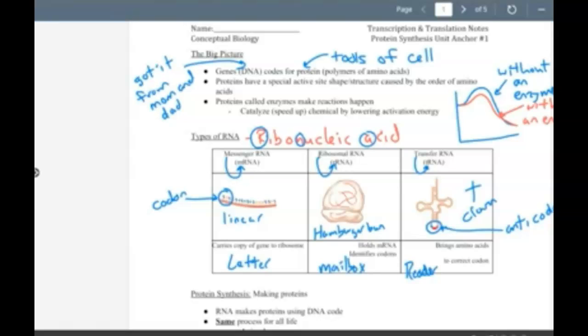One more thing that we have to add on here is we're going to add a little ball on the other end of the tRNA, and we're going to label that ball an amino acid. An amino acid, remember, that's the monomer for a protein.